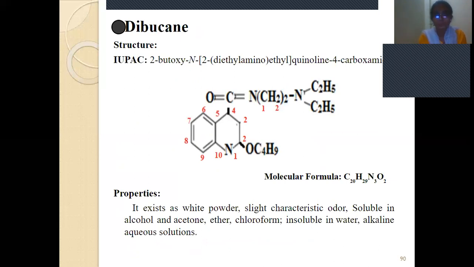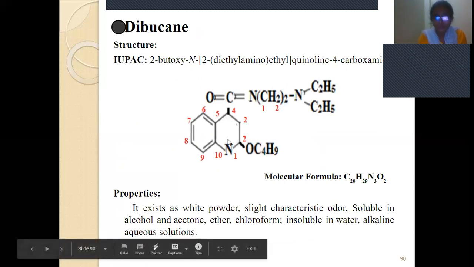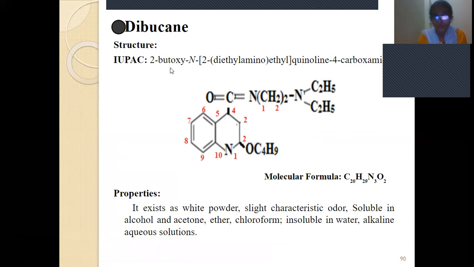Next, dibucaine. So this is the structure of dibucaine. We see the IUPAC name: 2-butoxy, 2-diethyl amino ethyl quinoline 4-carboxamide. So this is the structure of the quinoline. See here, 2 six-membered rings with 1 nitrogen. So it is a quinoline.